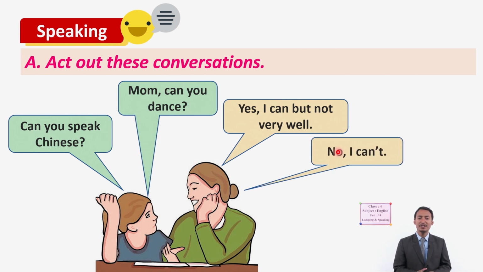Okay, dear students, so you can have many conversations with your friends like this, and you can change the conversation with other information. For example, Mom, can you dance? You can say another question. Mom, can you sing a song? And the other friend can be your daughter or your mother, and you can say yes or no. Okay, students, can you do that?